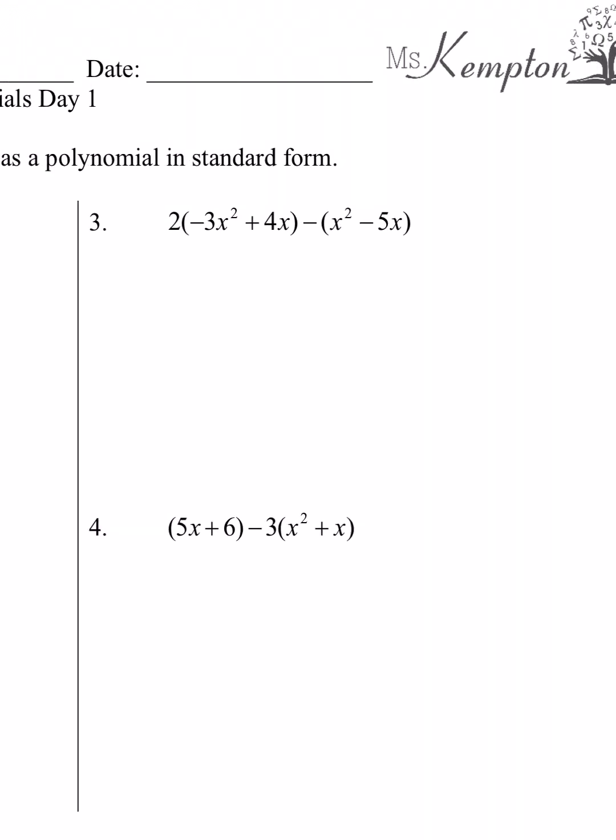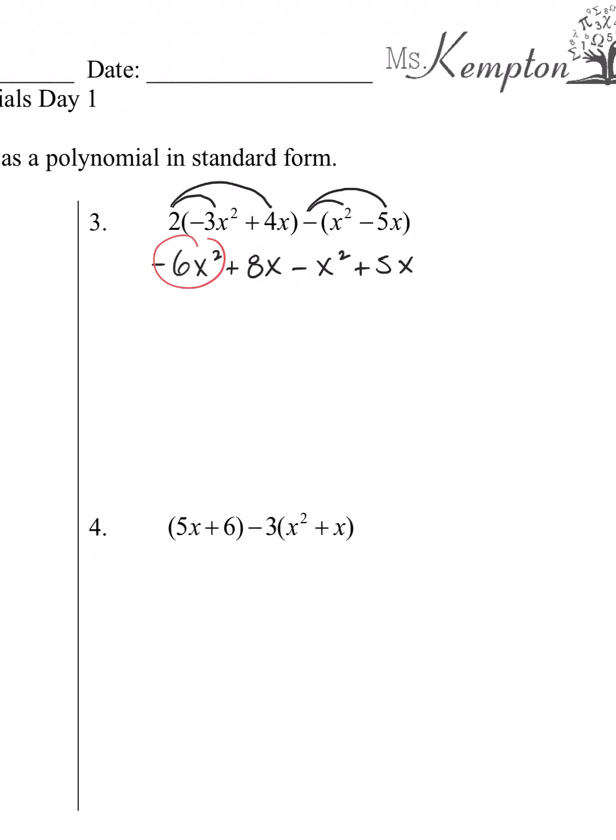Okay, moving on to question 3. We're going to distribute twice here. We're going to multiply the 2 times both of these, and we're also going to distribute that negative to both terms after it. So this becomes a negative 6x squared plus 8x, and then this changes x squared to a negative, and it changes that 5x to positive.